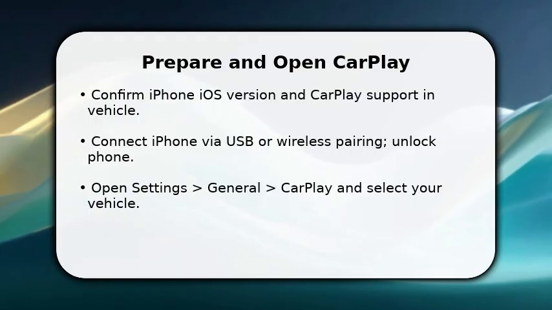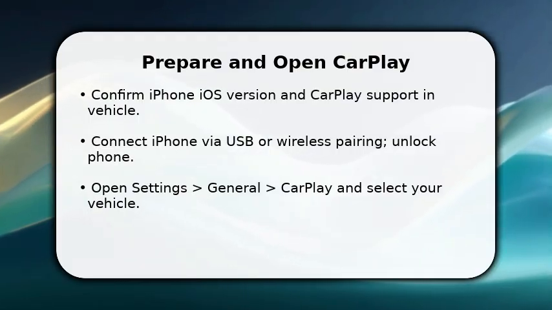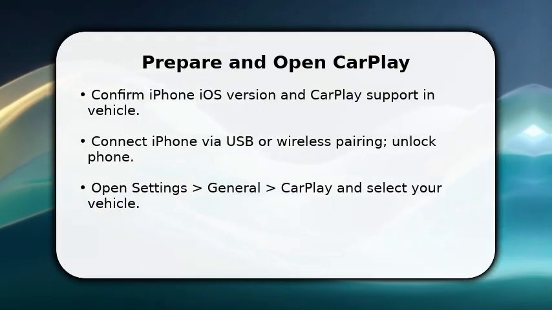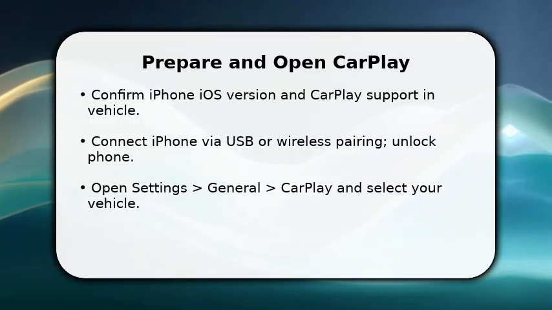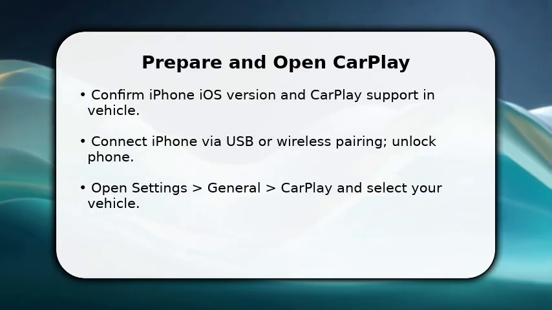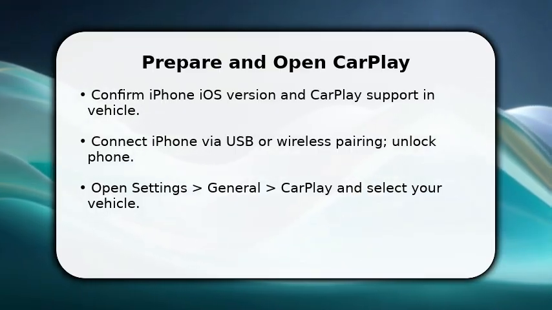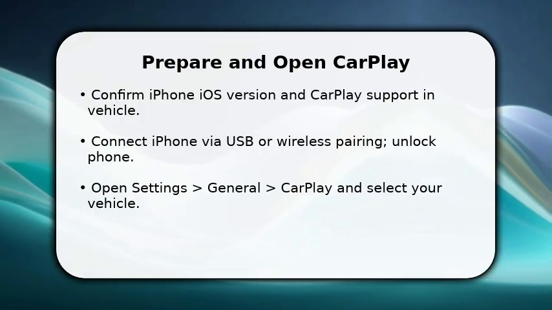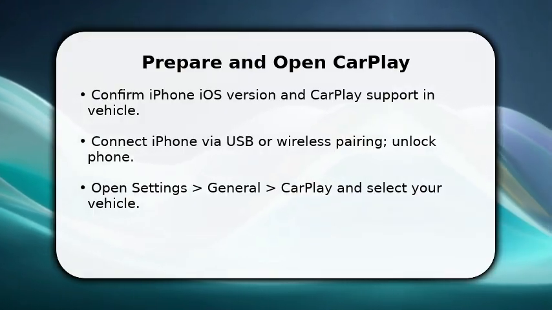You start by preparing your devices. Make sure your iPhone is unlocked, updated, and paired to the car through USB or wireless CarPlay. Once connected, go straight to Settings, tap General, then CarPlay, and choose the car profile you want to edit. You do this now because the background options live per profile, so selecting the correct vehicle is essential.